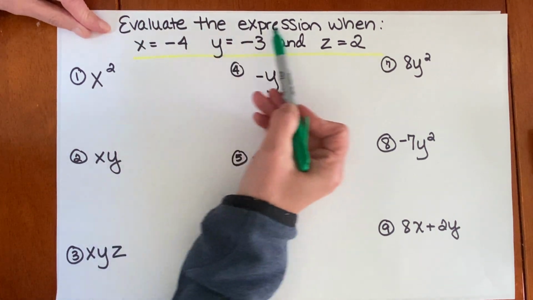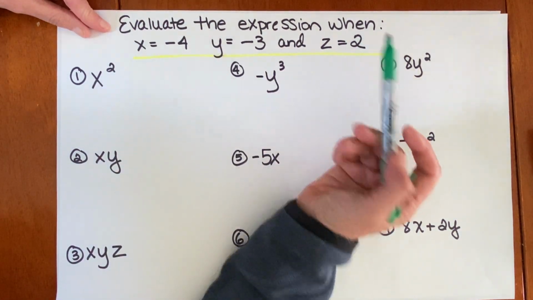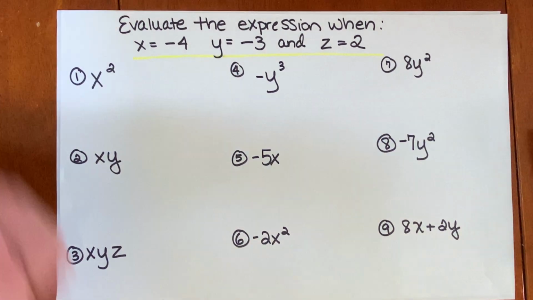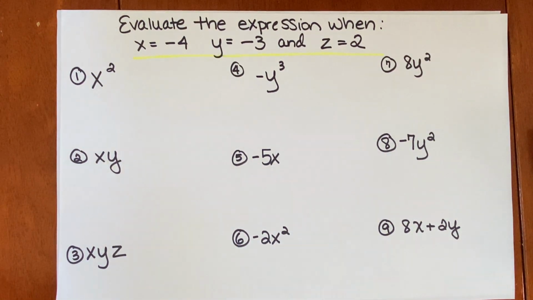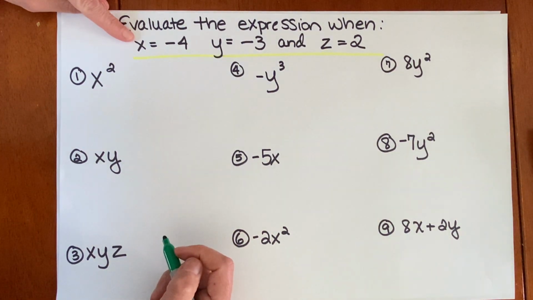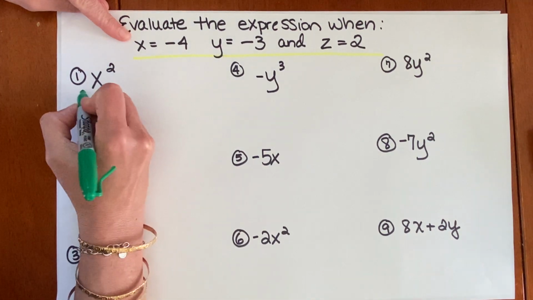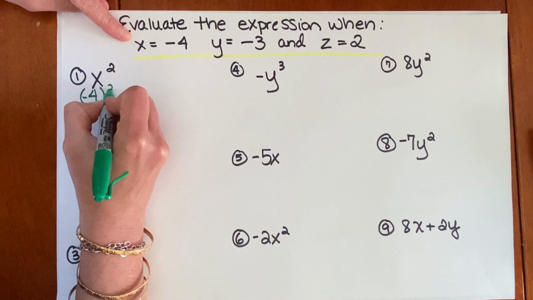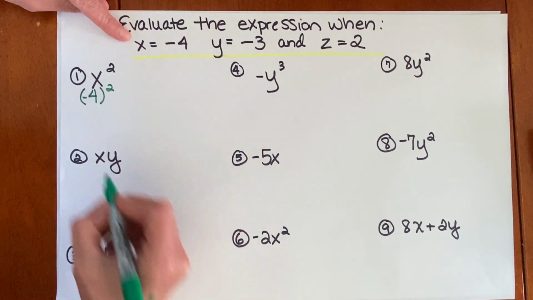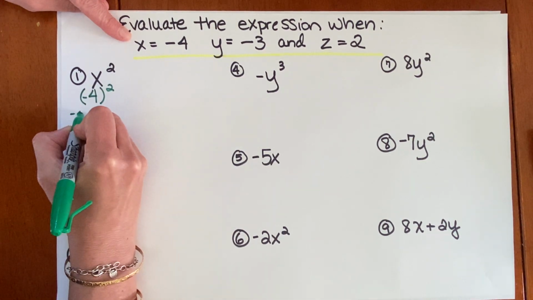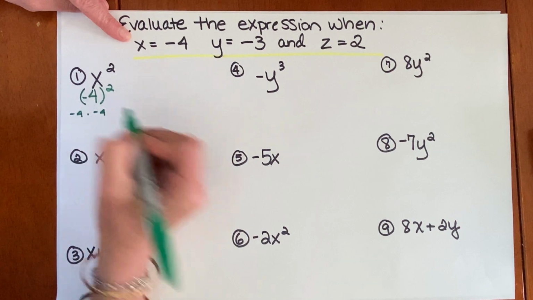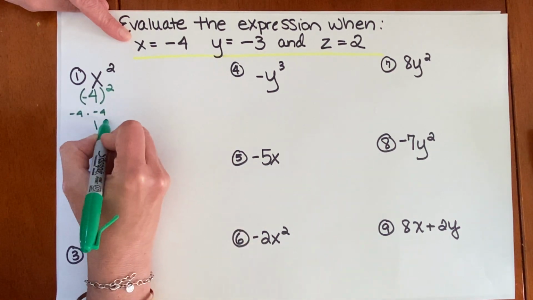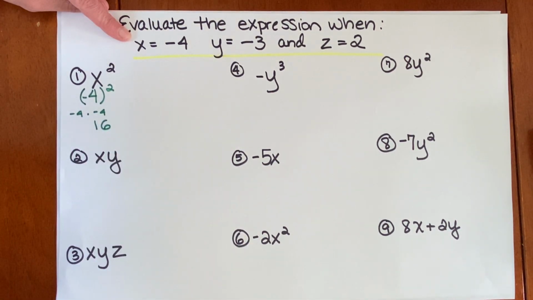Okay, these are evaluations. We did this at the beginning of the year and we did it with just all positive numbers, but now I'm going to do it with negative numbers. So x is negative 4. You have to substitute in with parentheses. This means negative 4 times negative 4, which is positive 16.